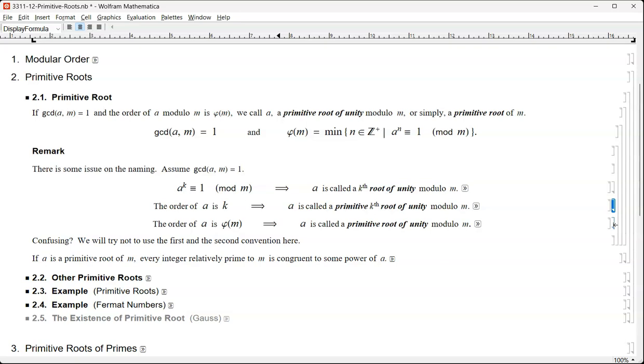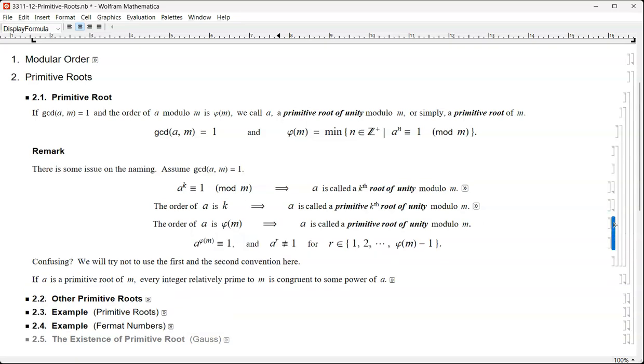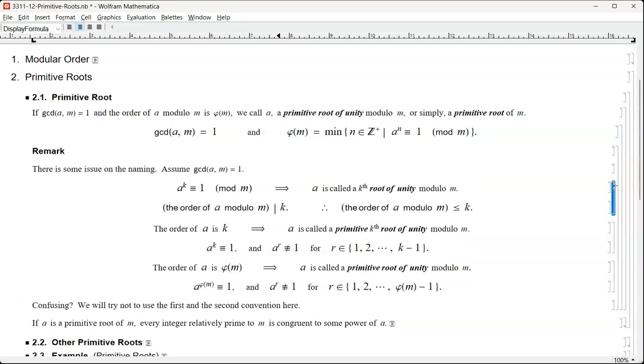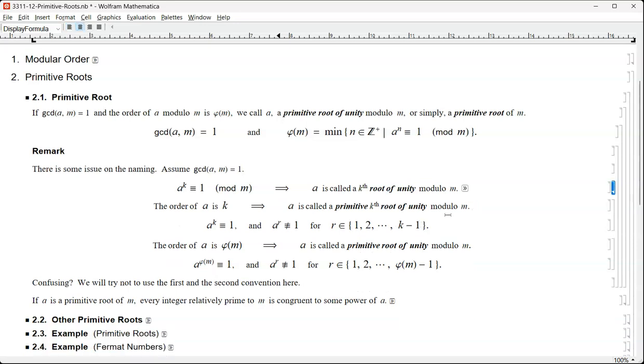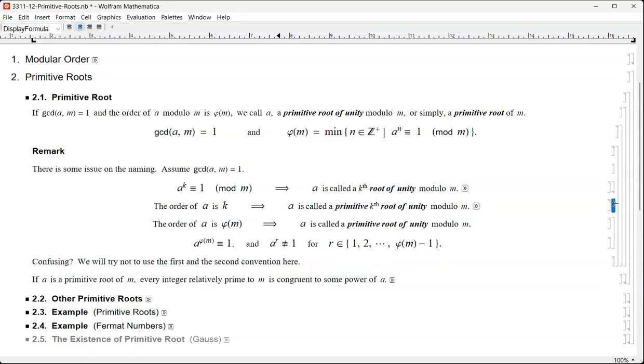And then we get the maximum of maximum. That's when we reach phi of m. A to the phi of m power is congruent to 1, but for any a to the r power with r less than phi of m, a to the r power is not congruent to 1. So if you look at it in terms of the order of a mod m, it's generally less than or equal to k, but at the maximum it reached k. But take the maximum again, maximum of maximum, that's when you have this.